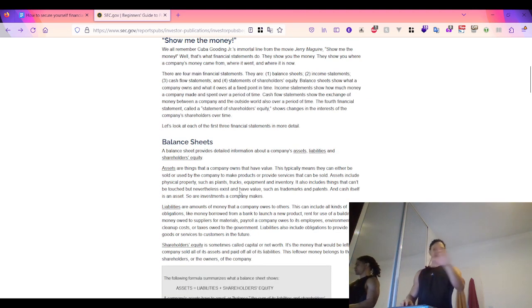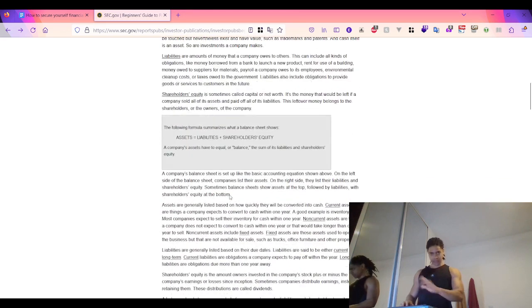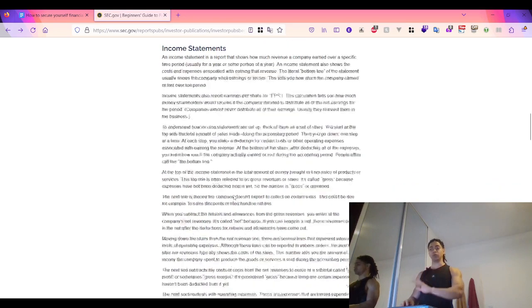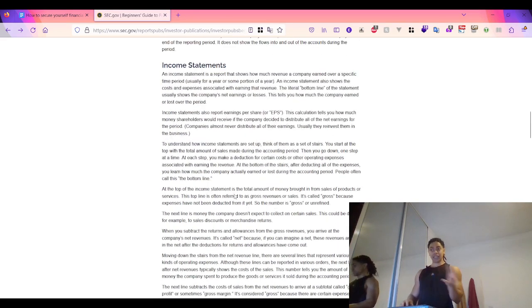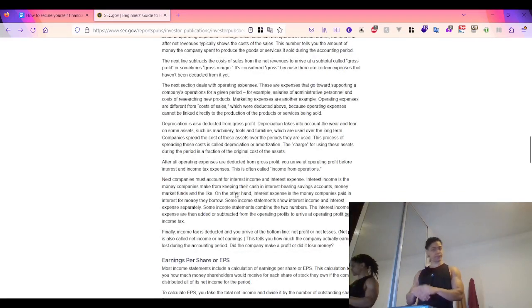So the TLDR of the balance sheet is that it is a snapshot of the company's assets, liabilities, and shareholders' equity. The TLDR of the income statement is that it is a statement that shows you if a company made a profit or lost money.